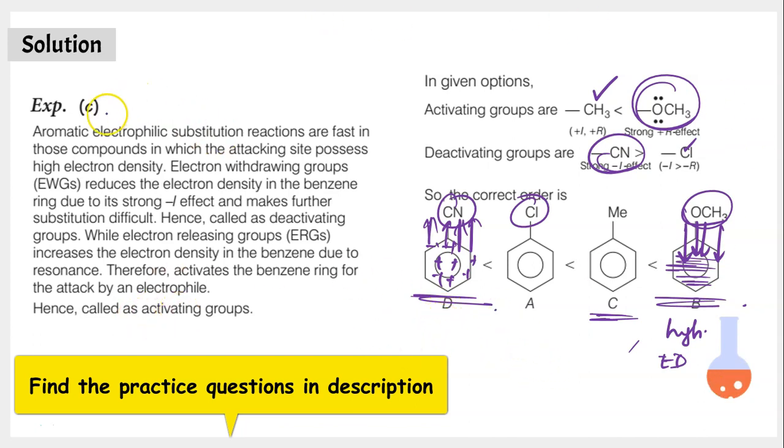So the right answer for this question is option C, because we are arranging the molecules with respect to the electron density. The molecule with the highest electron density is B, followed by C, followed by A, followed by D.